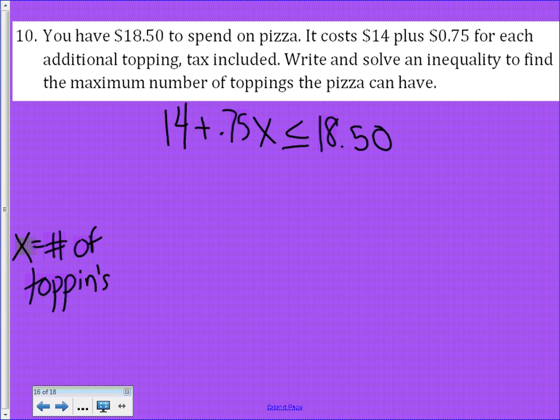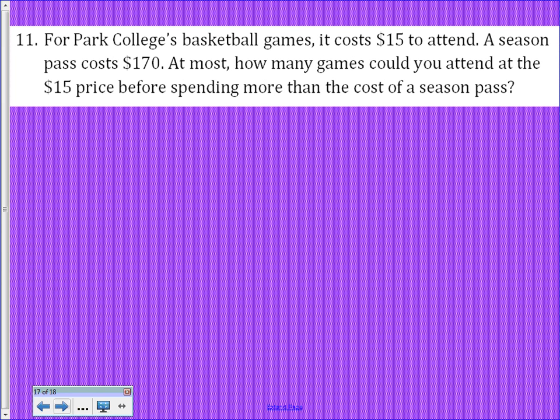So now what I'm going to do is I'm going to go ahead and let you guys solve this for X. So why don't you pause the video, solve it for X. Figure out what is the most amount of toppings you can have. Okay? Then, once you're done, check out this last one. I want you to see if you can write this problem.